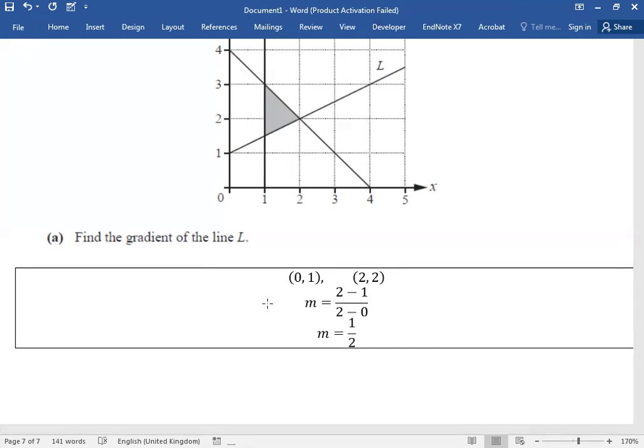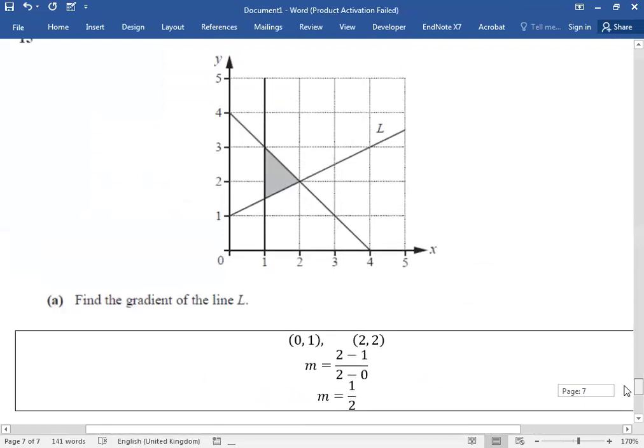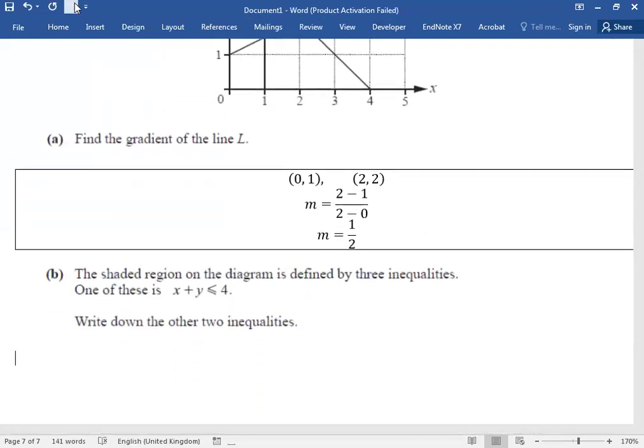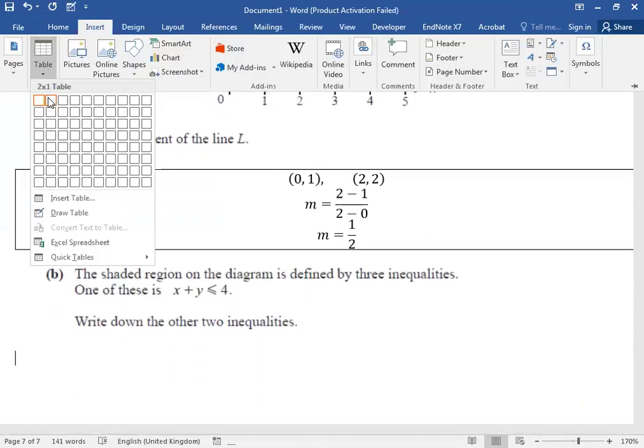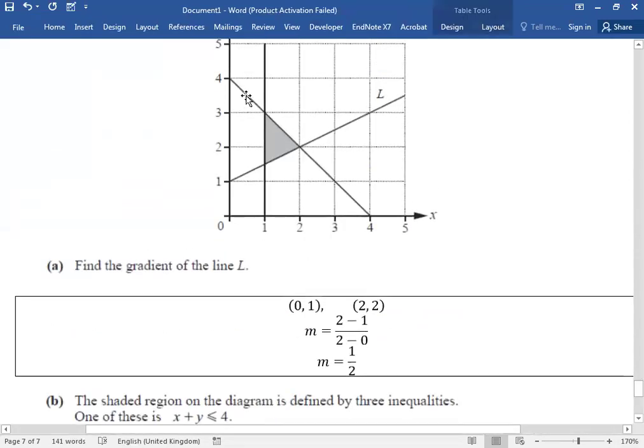Okay, class. Now the question is telling us that the shaded region in the diagram is defined by 3 inequalities. One of these is x plus y is less than or equal to 4. First, tell me the equation. Which equation is x plus y is equal to 4? Very good. The one that cuts at 4, this equation is x plus y. So this equation is already taken care of. First, make equations, then go for inequalities.